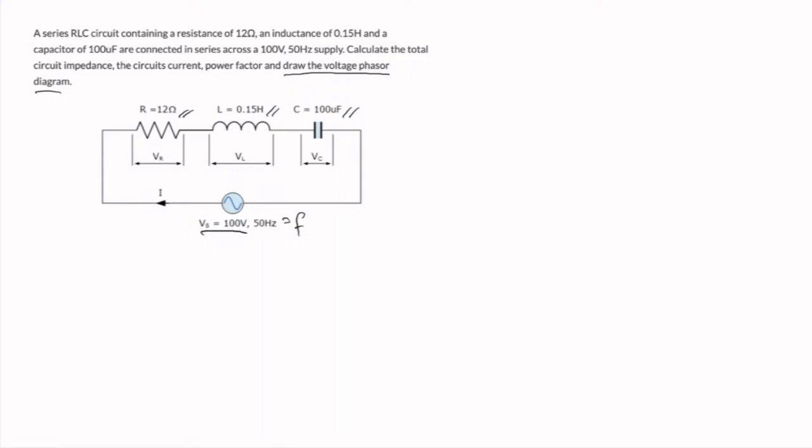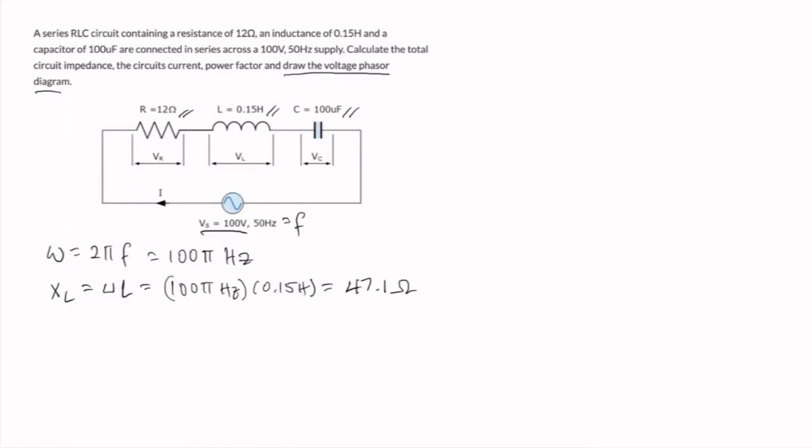The first thing that we can solve from here is the angular frequency, which is equal to 2πf. This is equal to 100π hertz. The next thing we will be able to solve is the inductive reactance. Inductive reactance is equal to ωL, which is equal to 100π hertz times the inductance of 0.15 Henry. It's equal to 47.1 ohms.